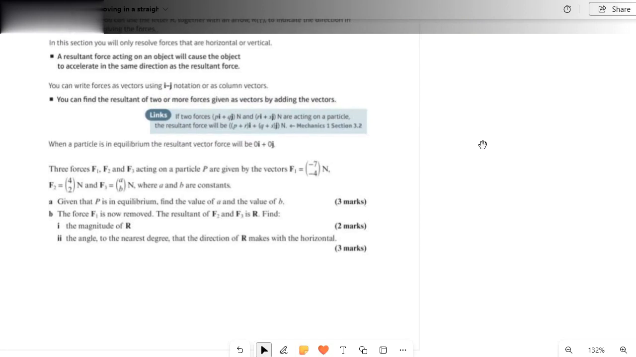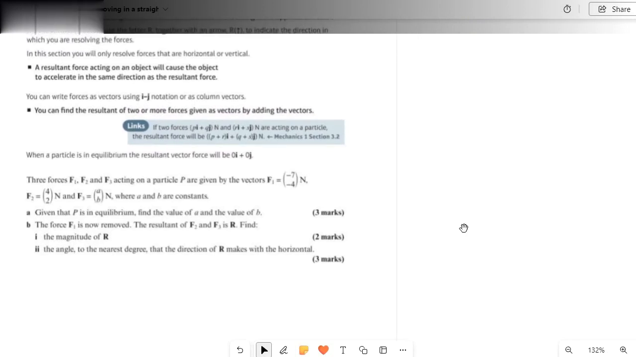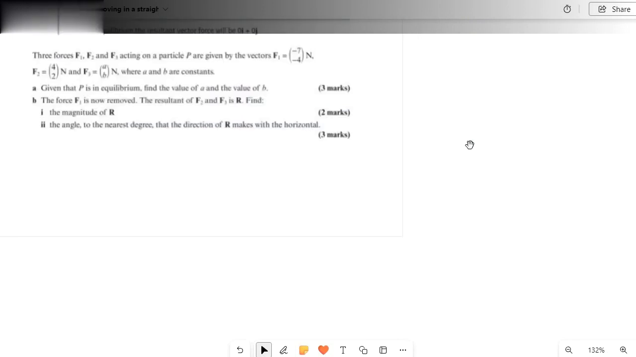Three forces F1, F2, and F3 acting on a particle P are given by the vectors F1 equals (-7, -4), F2 is (4, 2), F3 is (a, b), where a and b are constants. Given that P is in equilibrium, find the value of a and find the value of b.